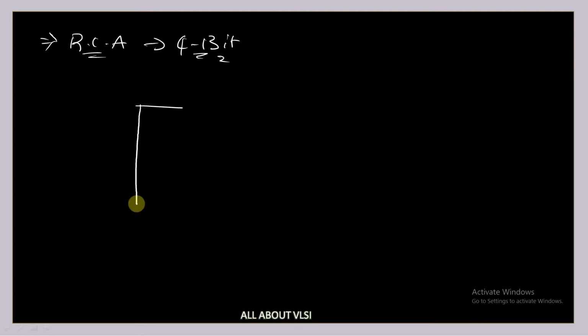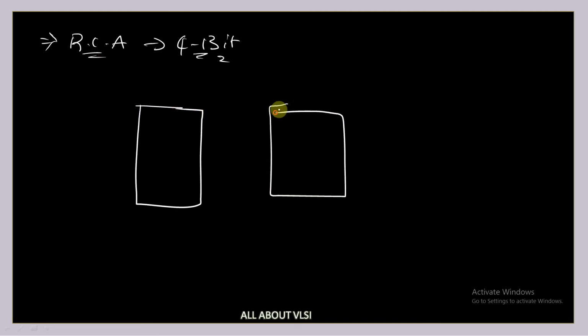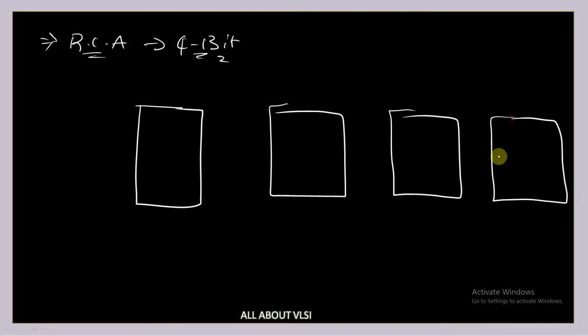Now let us start with the design of our ripple carry adder, a 4-bit ripple carry adder, using gate level modeling. This is the block diagram which we are going to follow. We are going to have four full adders: full adder 1, full adder 2, full adder 3, and full adder 4.